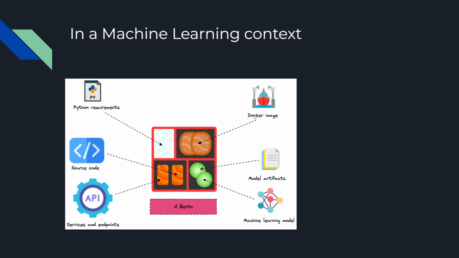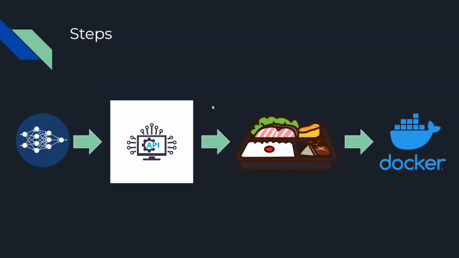Now, before we get coding, let me just run you through the steps that we're going to be going through in this tutorial. So step one is we'll be saving our model using BentoML. After that, we're going to create our prediction service in a Python script. After that, we'll be building our bento. And once we have our bento, we'll containerize it using Docker.